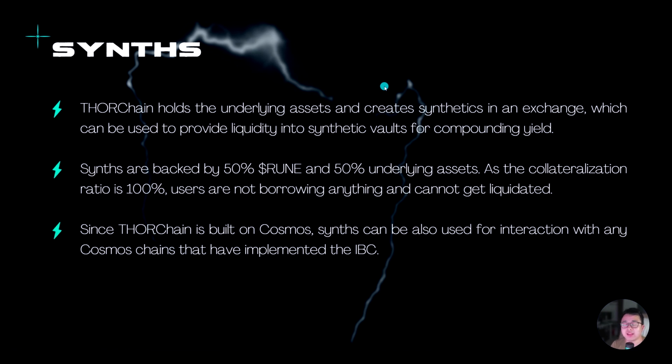So let's take a look at the upcoming updates. This video is actually a bit late. I already had these slides done up last month. So Synths is actually already released now, but I think it's still very relevant to talk about. Synths are basically THORChain's way of holding underlying assets and creating synthetics in exchange, which allows for better slippage and a better user experience. Synths are backed by 50% RUNE and 50% underlying asset, so it's the same 50-50 base pair, and it's being collateralized to create the Synths. And the collateralization ratio is 100%, so you get maximum capital efficiency. Users cannot borrow anything and cannot get liquidated.